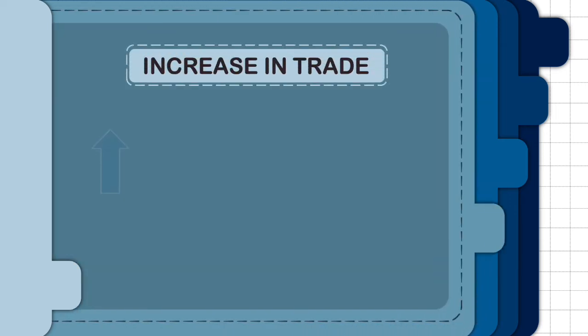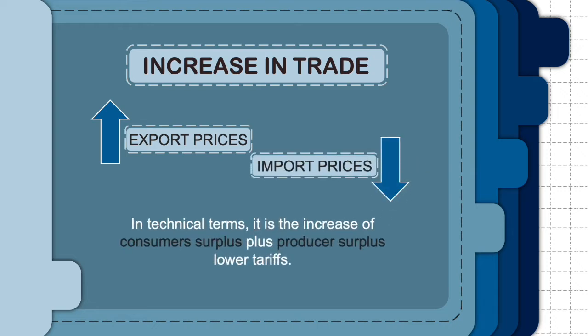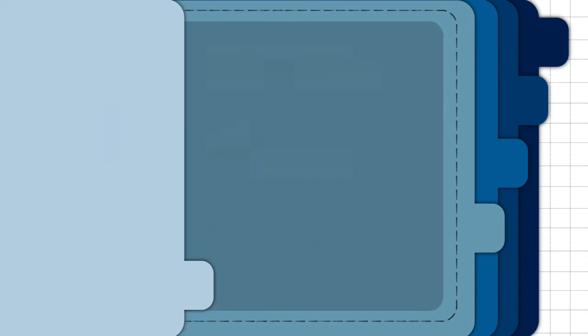So what does it mean to increase trade? An improvement or increase in a country's terms of trade generally indicates that export prices have gone up as import prices have either maintained or dropped. Conversely, export prices might have dropped but not as significantly as import prices. In technical terms, they are the increase of consumer surplus plus producer surplus from lower tariffs.